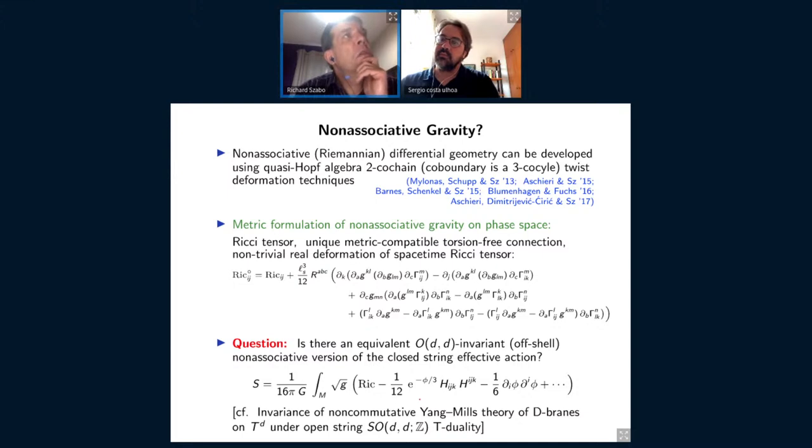The work I mentioned on my last slide was all formulated in phase space. You just do it. You introduce a metric on phase space and you do geometry in the usual way. Now you can ask what this all means, of course. What does it mean to put a geometry on phase space? I think that's a long discussion.